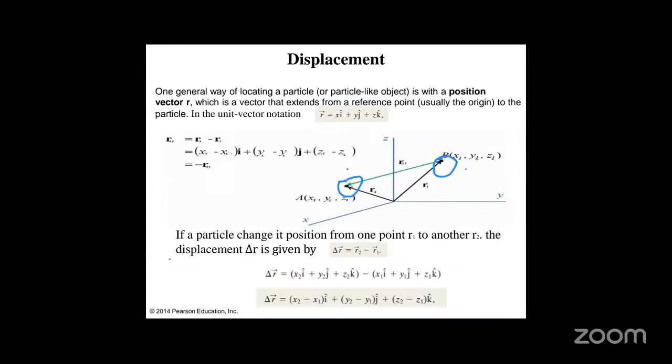Now you want to find the bird's displacement. Remember, displacement is equal to change in x, that is final minus initial. Let me write it properly.